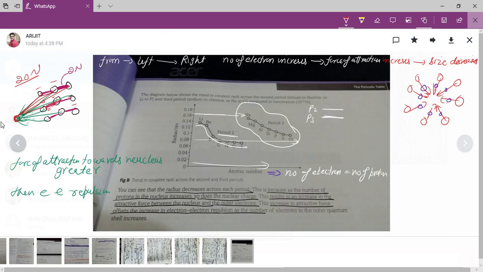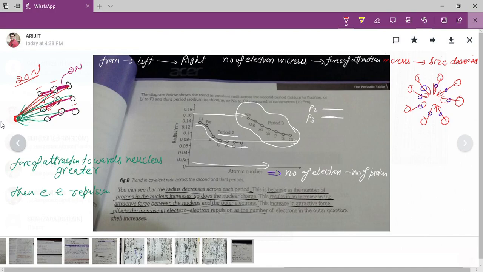So I am writing that the force of attraction towards the nucleus is greater than the electron repulsion. And if that is the case, then the outer shell will start to increase. Does that make sense? Yes, great.